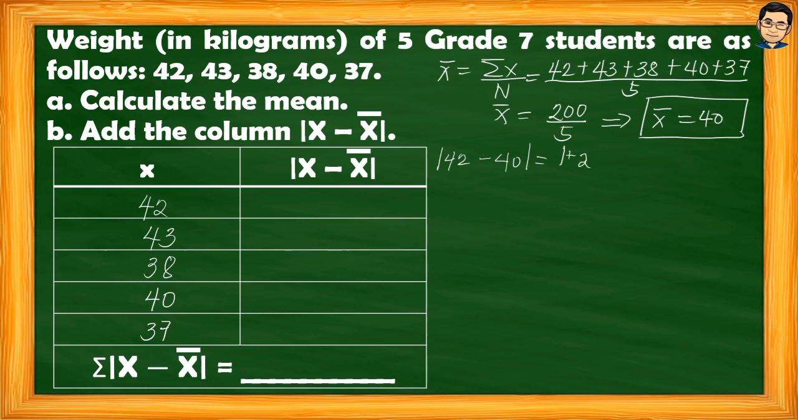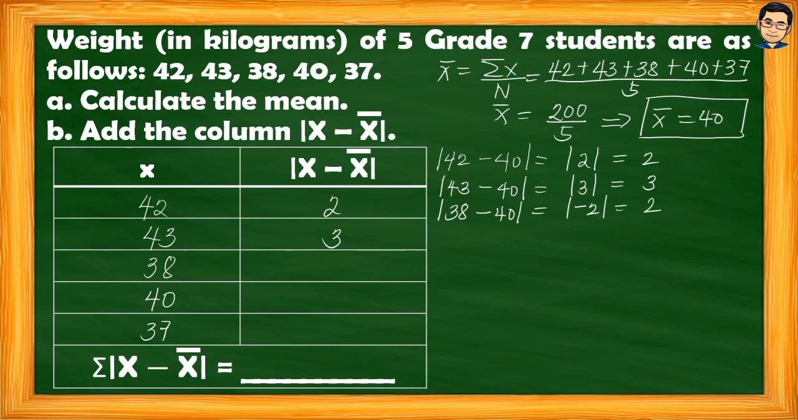So, hindi natin kailangan lagyan ng positive. So, absolute value of 2 is 2 pa rin. So, lagay natin dito 2. Next, absolute value of 43 minus 40, that is absolute value of 3. Absolute value of 3 is 3. Next, the absolute value of 38 minus 40, that is absolute value of negative 2. So, absolute value of negative 2 is positive 2.